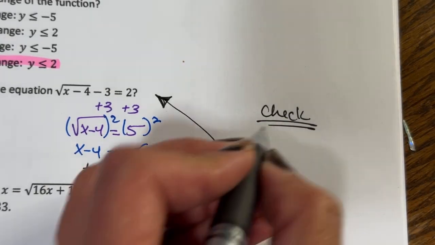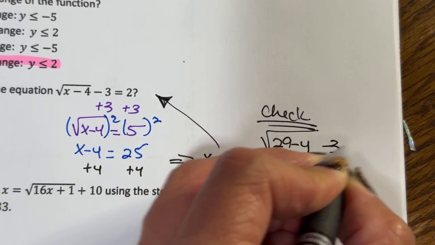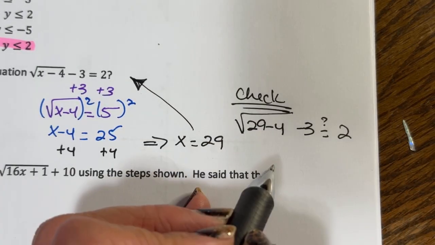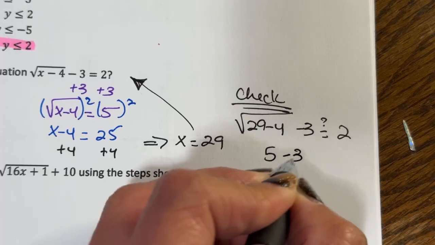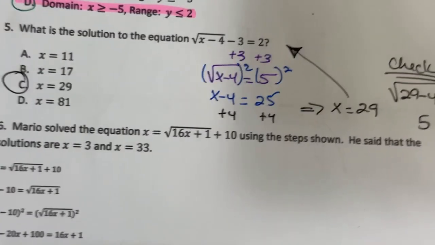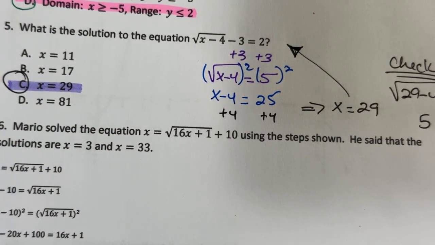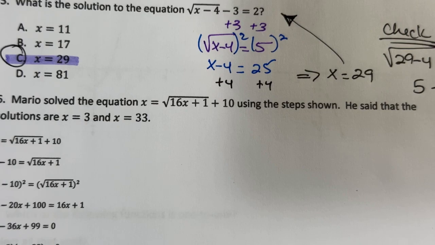So we're going to plug in a 29 for the x. So square root of 29 minus 4 minus 3, is that going to equal 2? Well, 29 minus 4 is 25. The square root of 25 is 5. And 5 minus 3 does equal 2. So you checked it. It works. That's our answer.